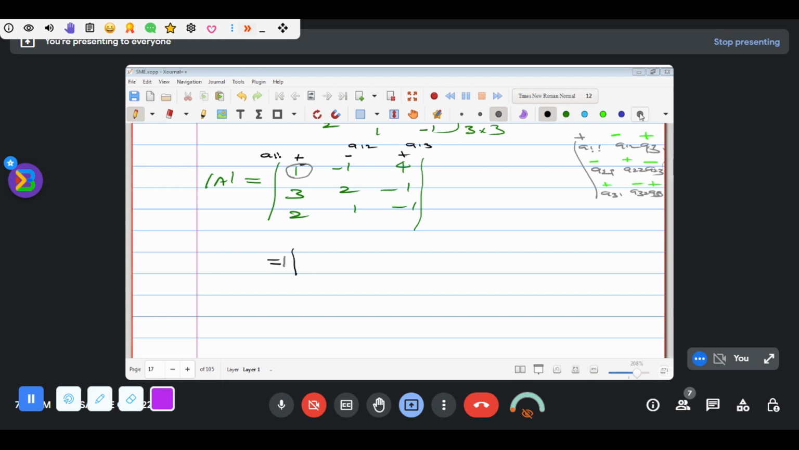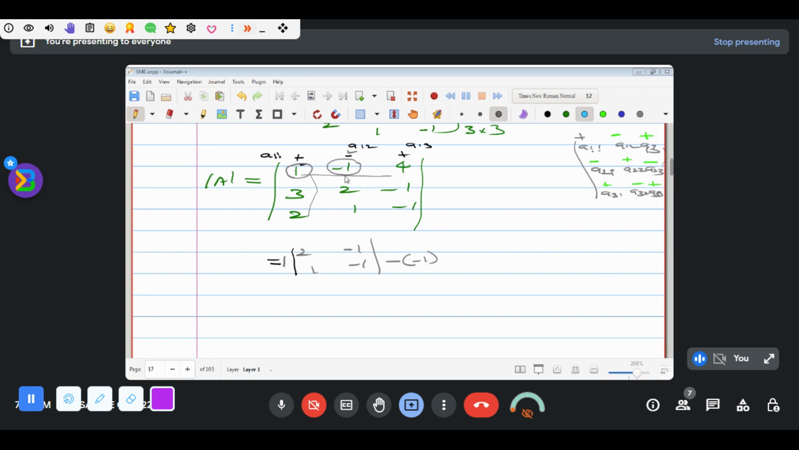Now consider this one. One is multiplied here, and the corresponding row and column are eliminated. What is remaining? That is the 2 by 2 determinant format: 2 -1 / 1 -1. The first number has a plus sign, so I use plus only. The next number here has a negative sign, therefore minus, and the value here is minus 1.